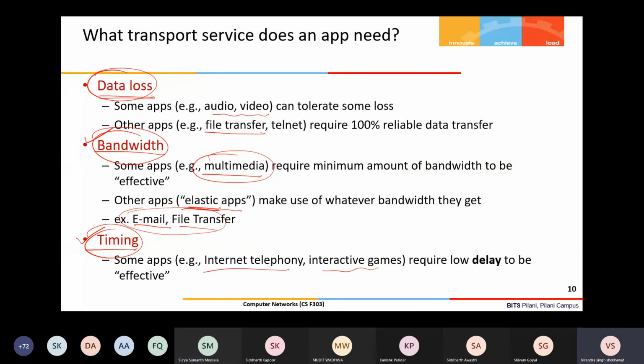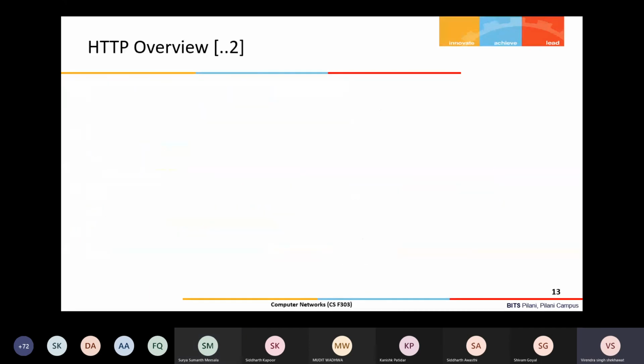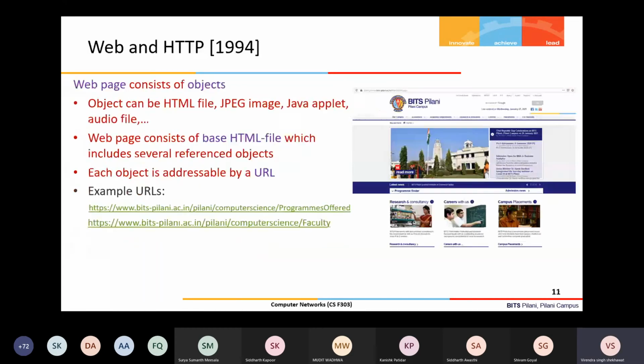Okay, so based on that, we have the two. TCP is the one, I think. Let me see whether TCP is. So TCP and UDP, there are two services. TCP is a reliable service and UDP is an unreliable service. I will come to that.